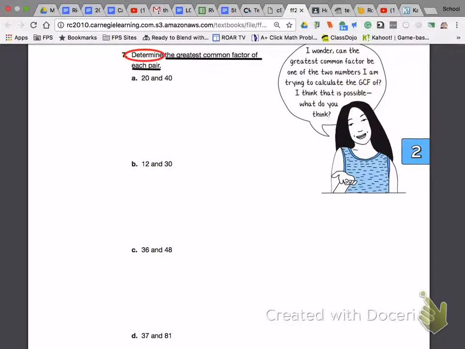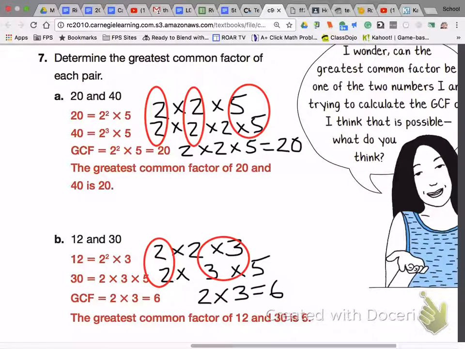Please turn to page 73 and answer number 7, letters A through D with your group. For letter A, the greatest common factor of 20 and 40 is 20. And for letter B, the greatest common factor of 12 and 30 is 6.